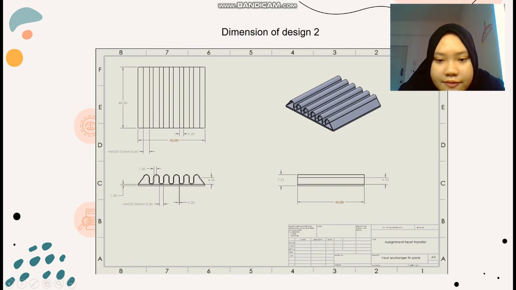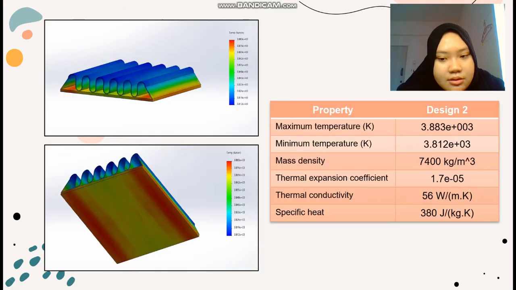The distance of fins to the base is 7.31. Okay, so this is the simulation for design 2. We get the maximum temperature 3.883 Kelvin, minimum temperature 3.812, mass density 7,400 kg per cubic meter, thermal expansion coefficient 1.7, thermal conductivity 56 watt, specific heat 380 joule.